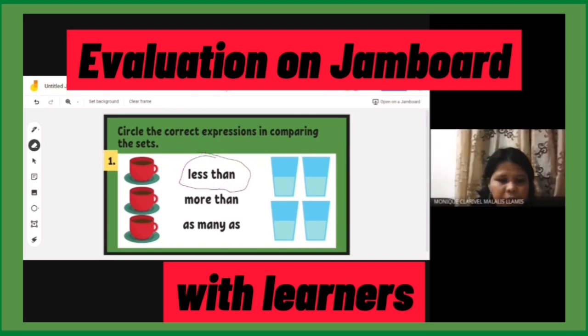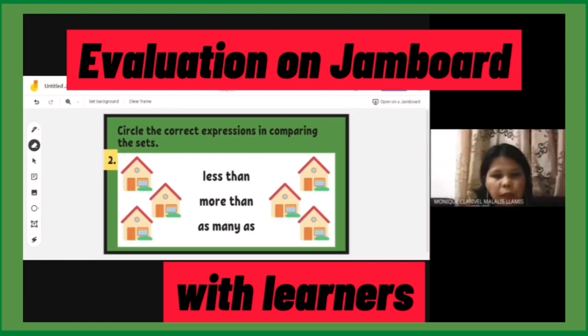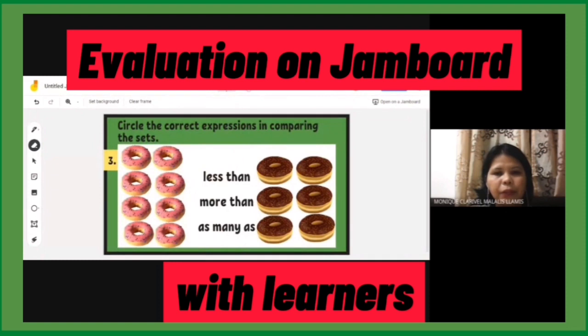Okay, very good, Samantha. So 3 cups is less than 4 glasses. Very good, Samantha. Okay, Jomel, you answer number 2. Circle the correct expression in comparing the sets. Okay, you encircle, Jomel. Okay, very good, Jomel. So 3 houses in the left is as many as 3 houses in the right. Very good, Jomel.